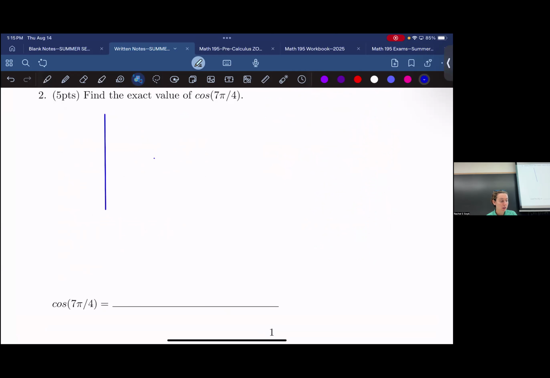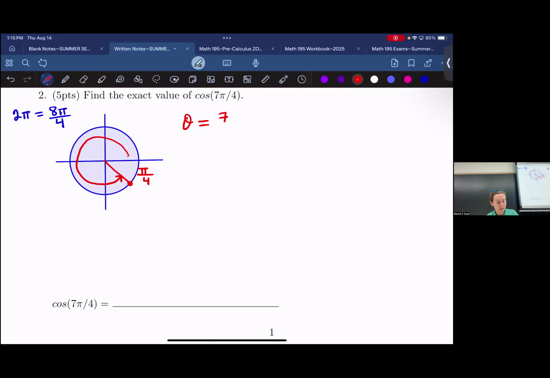Well, we know that a full revolution around a circle is 2 pi, also known as 8 pi over 4, which means 7 pi over 4 gets quite close, goes all the way around, and then it stops right about here. This is our terminal side, leaving us with a reference angle of pi over 4. So if our theta equals 7 pi over 4, then our reference angle, we'll call theta hat, is pi over 4.